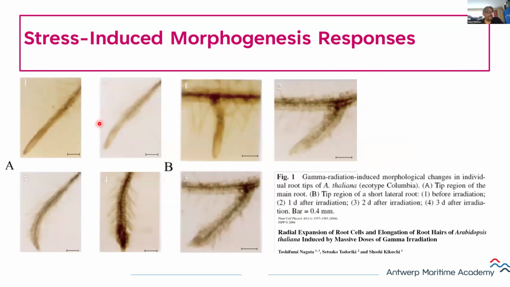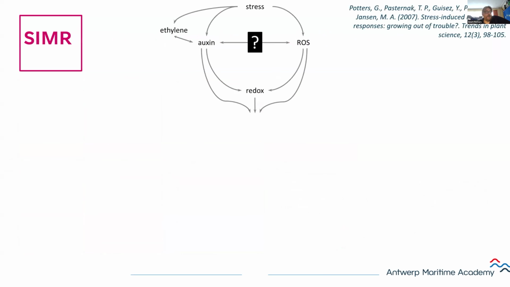And then we even looked at, very bad picture, I know, but that is how we got it from the 2004 paper, elongation stopped and root hairs getting elongated by a massive dose of gamma radiation, again, probably something that was caused by the presence of reactive oxygen species. From all these monsters that we found in literature, we came up in 2007 with a kind of general model.